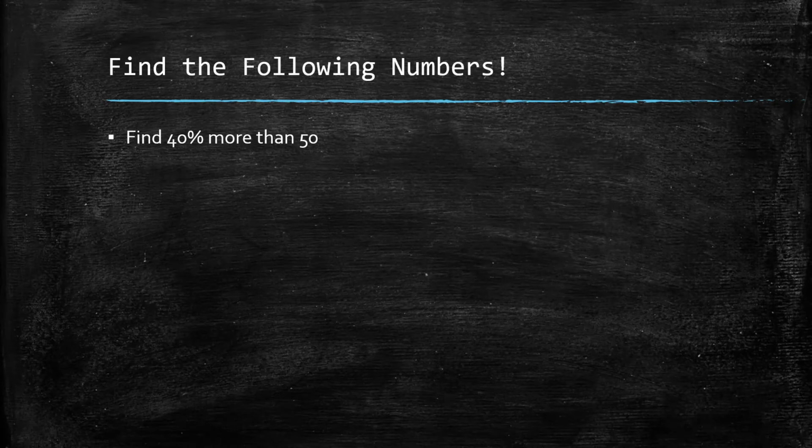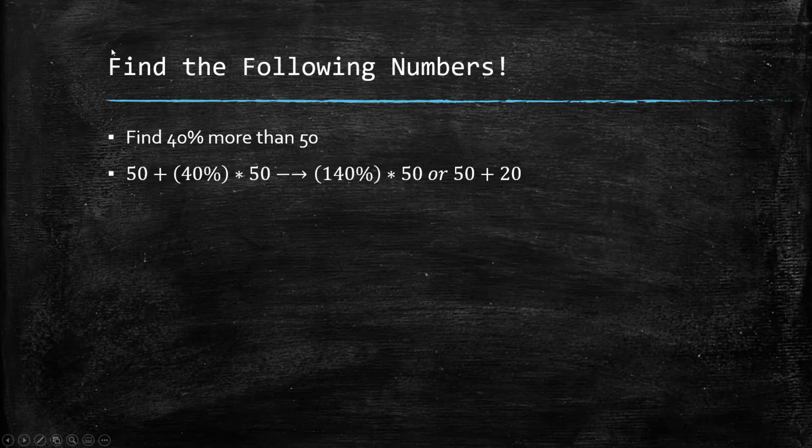Let's find 40% more than 50. So what we're going to do, this is 40% more than, so it's an increase, so I'm using a plus. And the way I'm going to set this up is I'm going to say that this is 50 plus 40% of 50. And remember, when we're talking about fractions or percents or decimals, the word "of" always means multiplication. So 40% times 50.